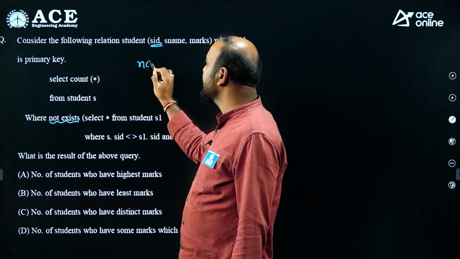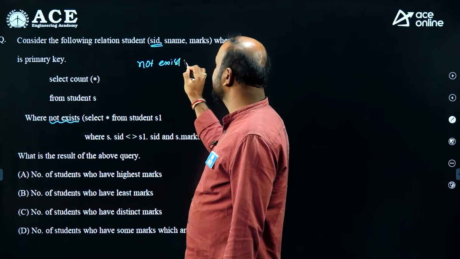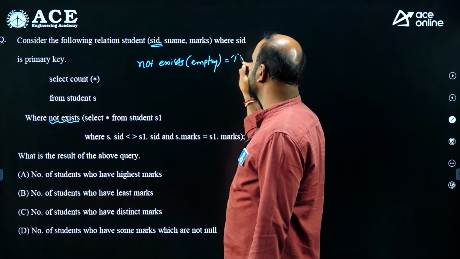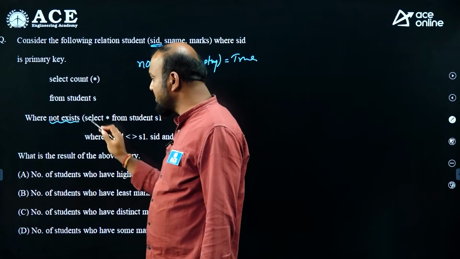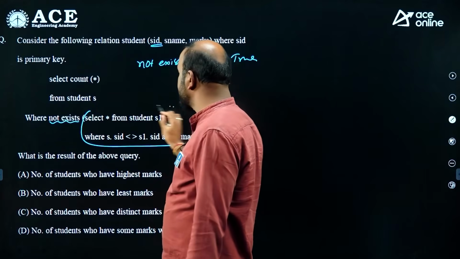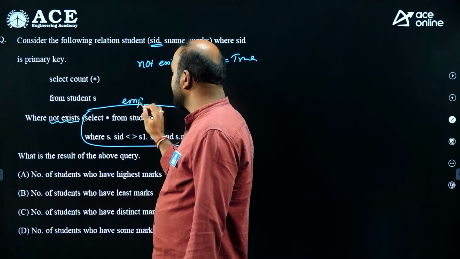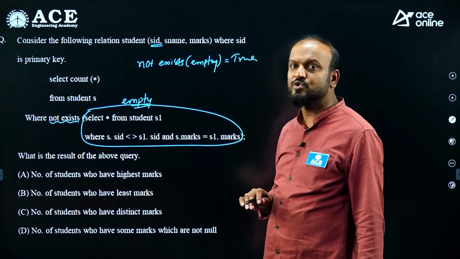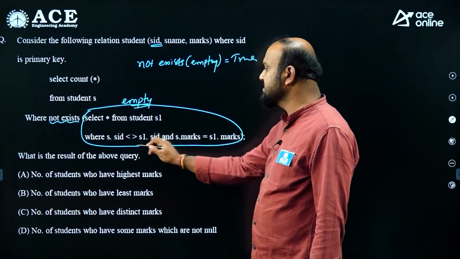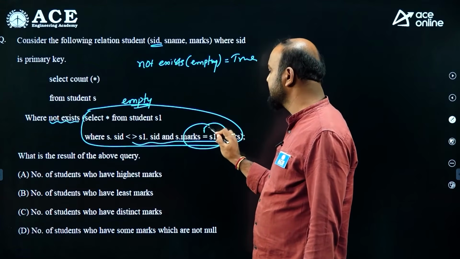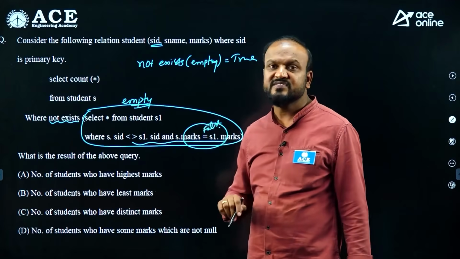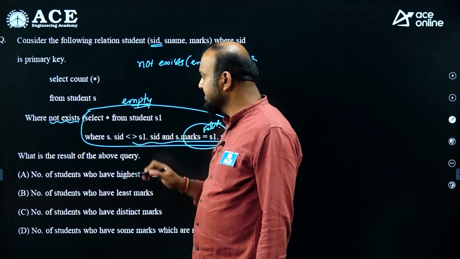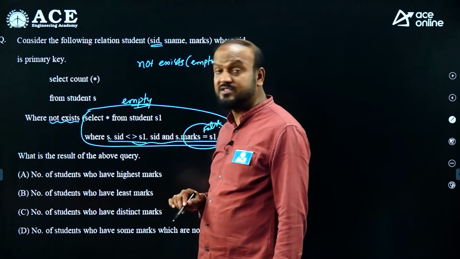So not exists of an empty set is going to return true. Because the not exists operator is there, this inner query output should be empty. In order for this inner query output to be empty, these conditions are always to be false. If this condition is false, then the inner query output is empty. Now what is it testing? For each student, it is checking the inner query with other students.